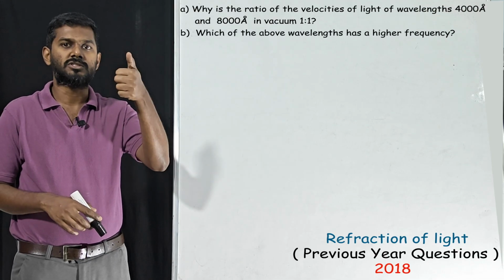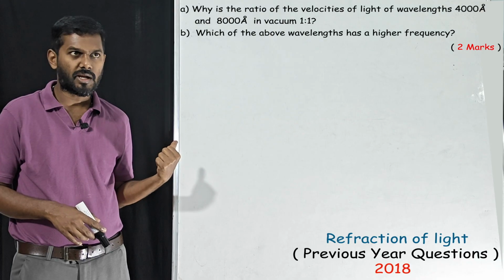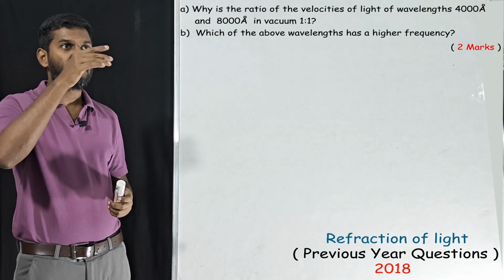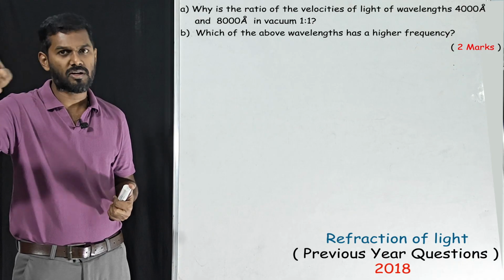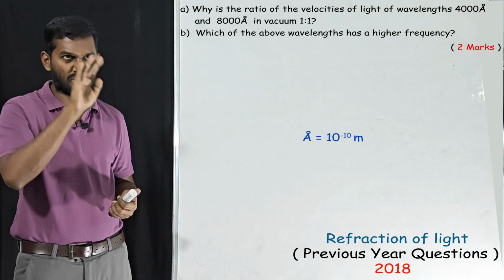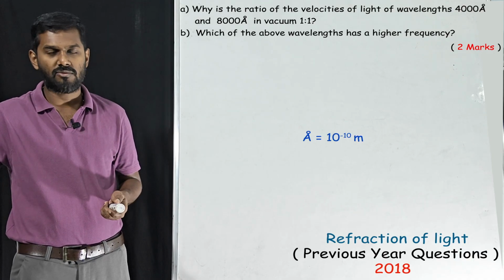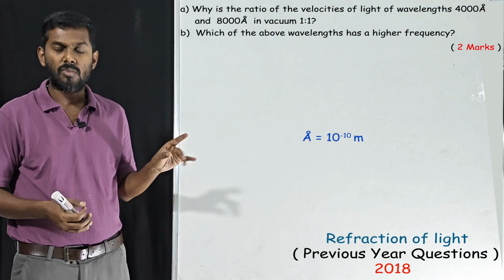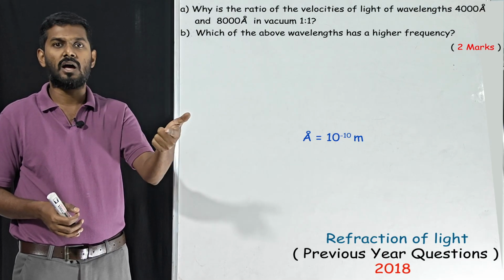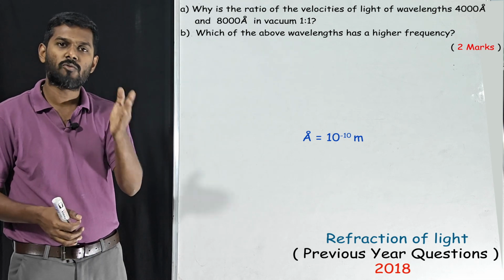If you understand the question, then only you can write the answer properly, correct? They are asking why the ratio of velocities of light is what it is. Assume there are two different light rays. One wavelength is 4000 angstrom and the other wavelength is 8000 angstrom. They are traveling in vacuum. Why are their speeds in the ratio 1:1? What do you mean by 1:1?